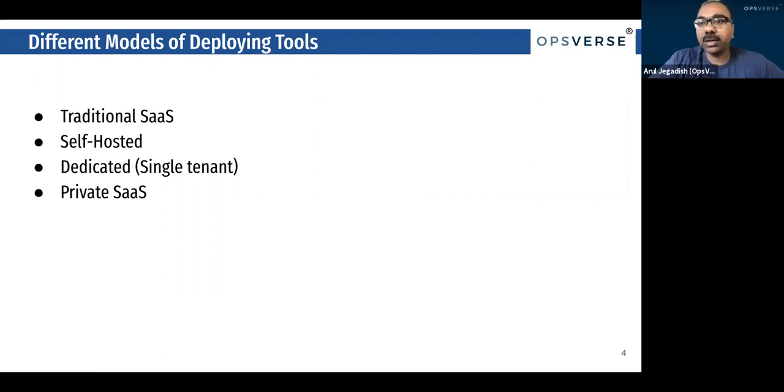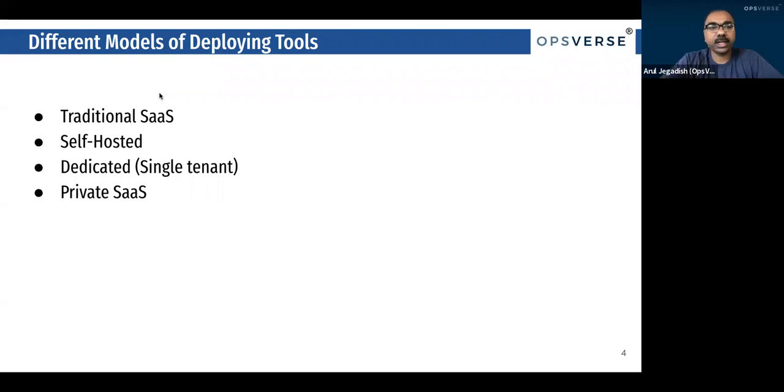All right, so let's get started with different models of deploying tools. If you look at different vendors and the industry today, the first model here is traditional SaaS. This is one of the most common and popular models for deploying tools. This is where you go into a service provider's or a vendor's website, sign up, and then start using a tool. Everything runs in the vendor's network, and the vendor manages everything for you.